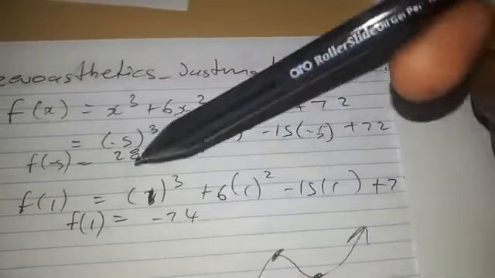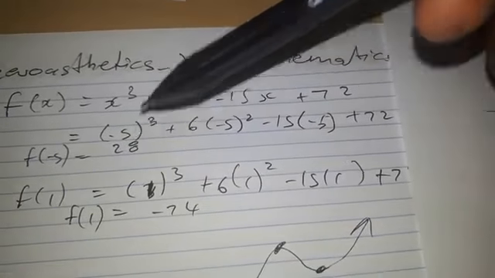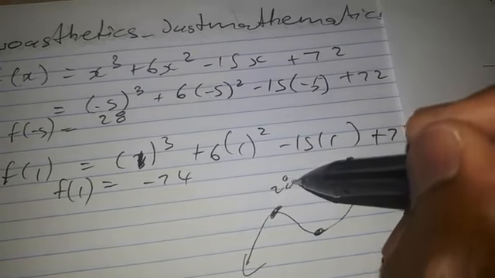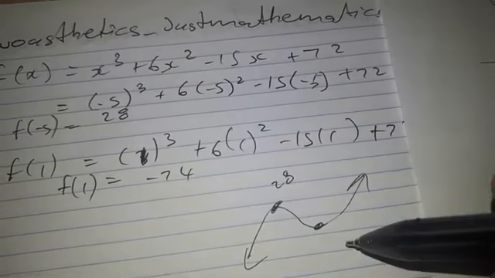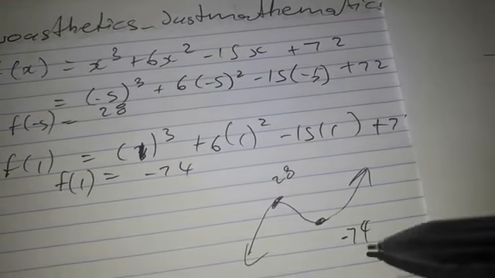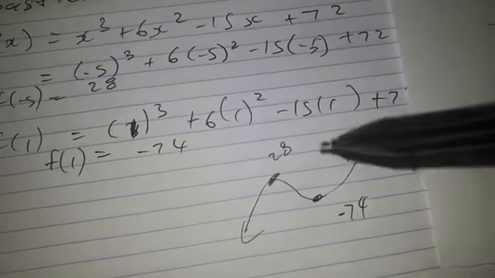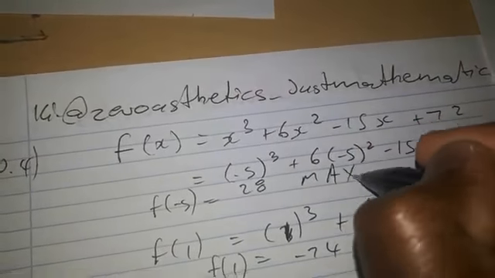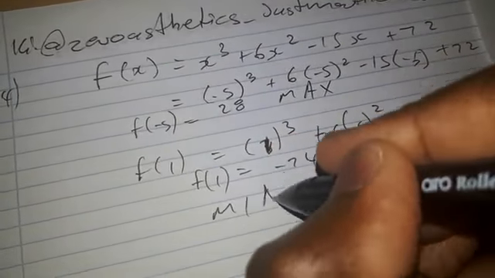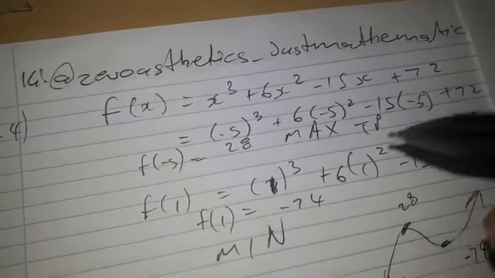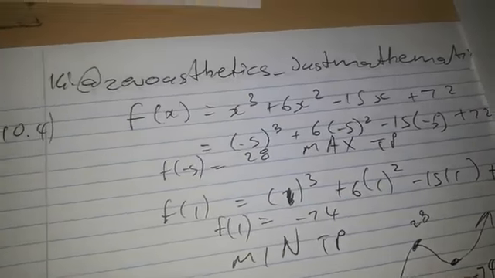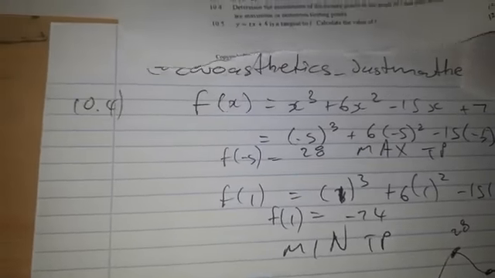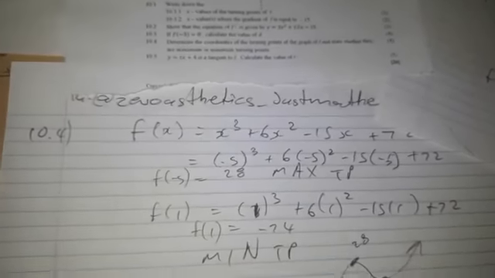If you just compare the two y values, we have positive 28 up there, so positive 28 would be a y value up here. Negative 74 would be a y value down there. It's quite simple to see here. So technically this one is going to be a maximum turning point, and this one is going to be a minimum turning point. You just put that there and you move on. There's really no time to waste.